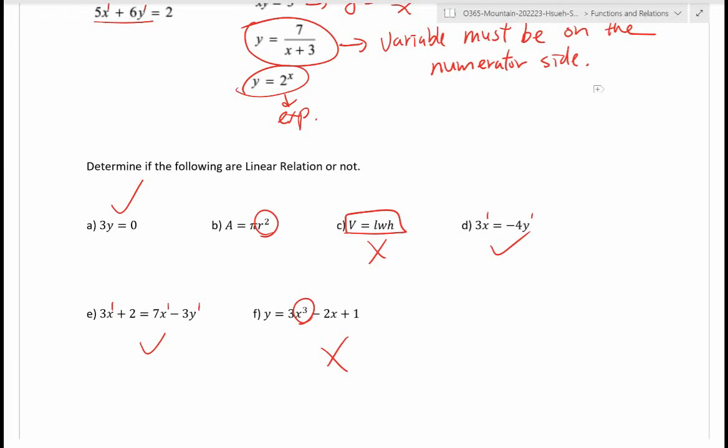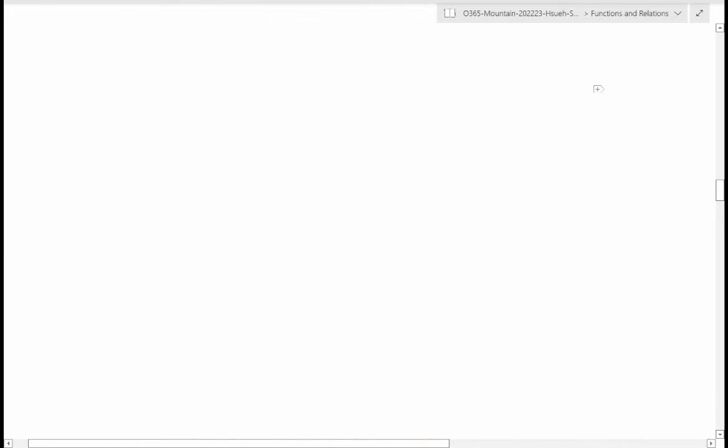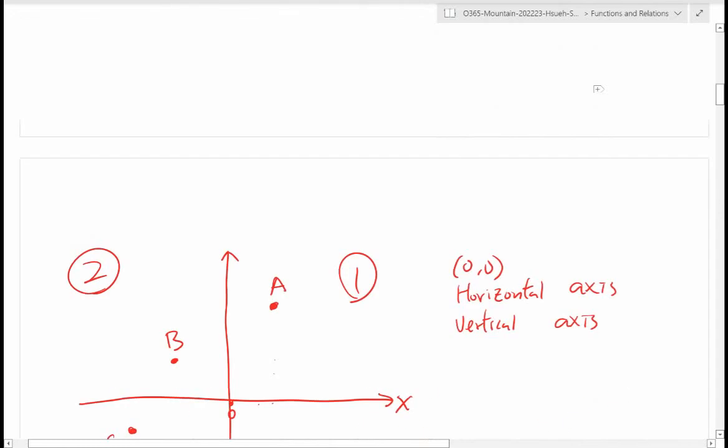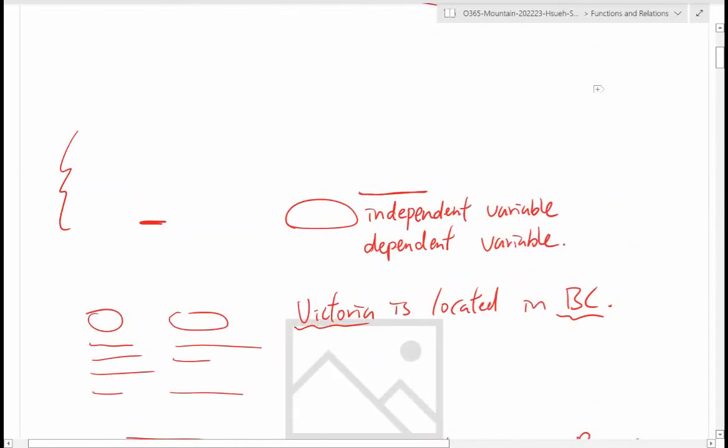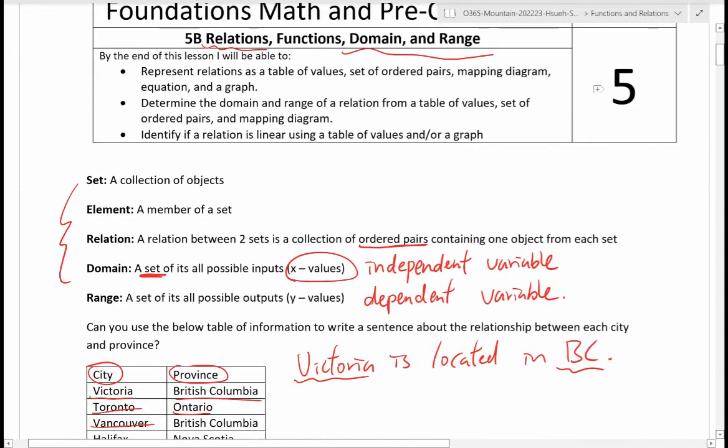So that is it for this lesson. We talked about several new vocabulary words. Make sure you understand what they are. These new words, you must understand what they are.